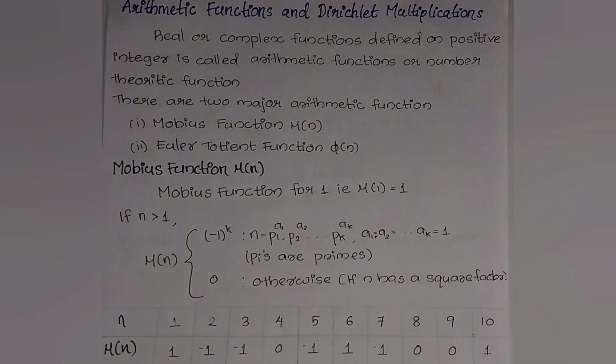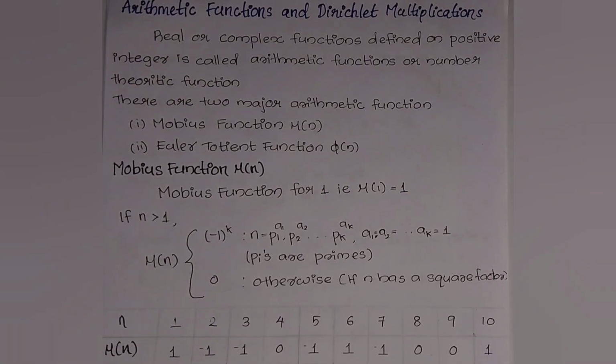Here is a table that shows the value of n and the corresponding mu of n. If n equal to 1, then the Mobius function is 1. That is already studied. Then what happens if n equal to 2? Mu of n equal to minus 1. N equal to 3, mu of n equal to minus 1. N equal to 4, then mu of n is equal to 0. What happened here? Here 4 can be written as 2 raised to 2, that is, it contains a square factor. So mu of n becomes 0.